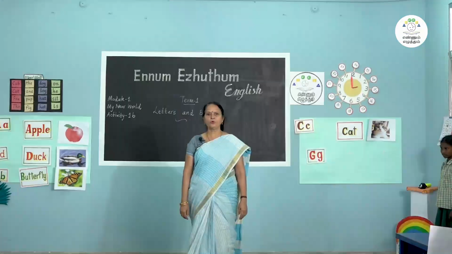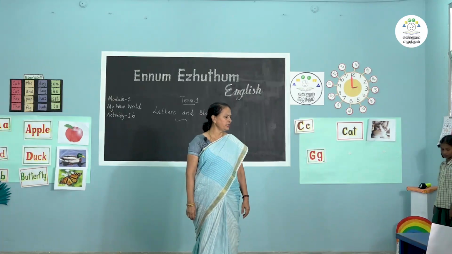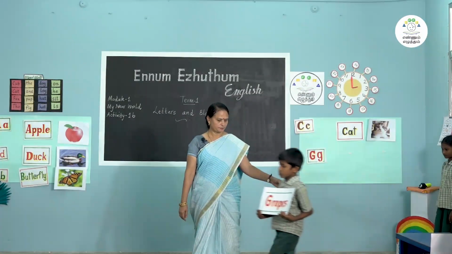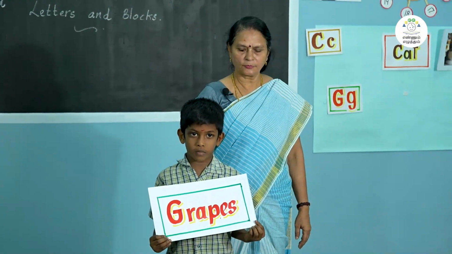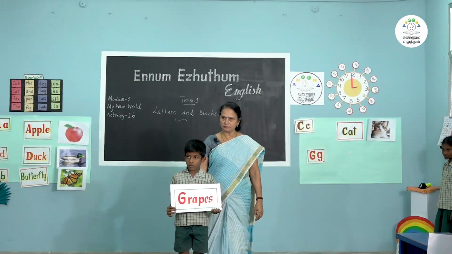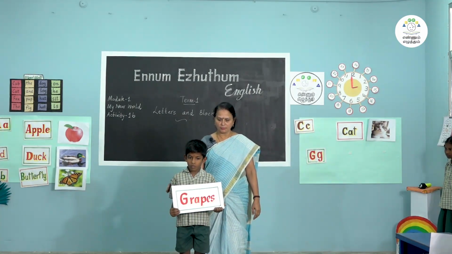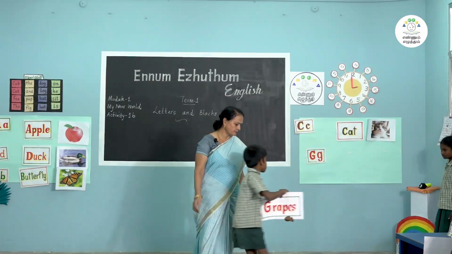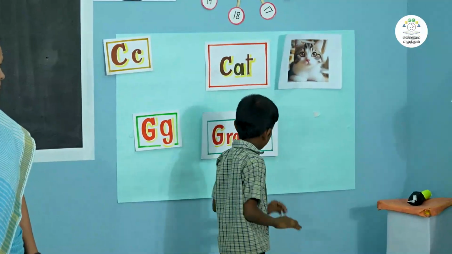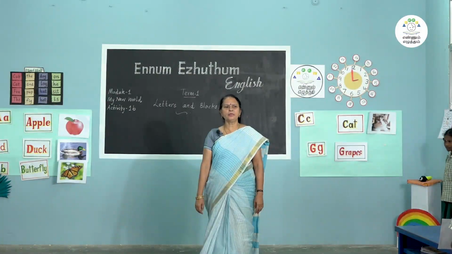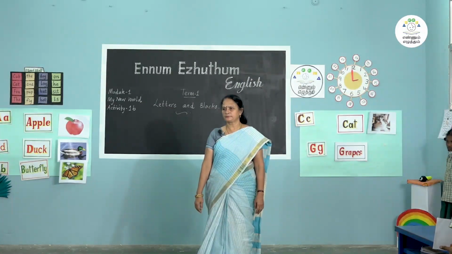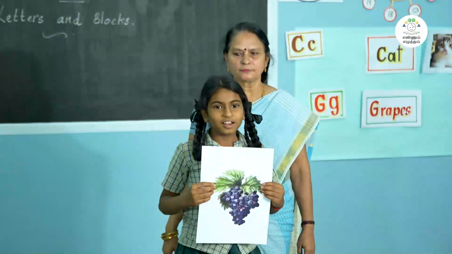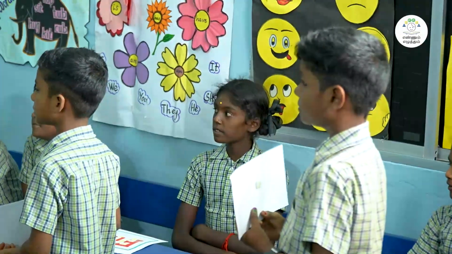Good. Who has the word related to the letter G? G-R-A-P-E-S. Very good. Go and fix it. Who has the image of the word grapes? Come. Show it to the class. Grapes. Grapes. Go and fix it.